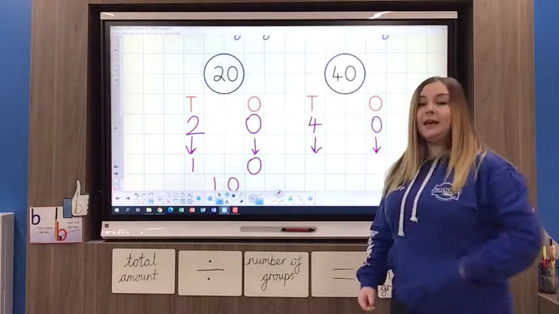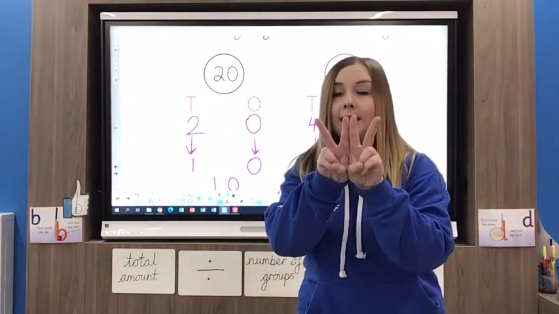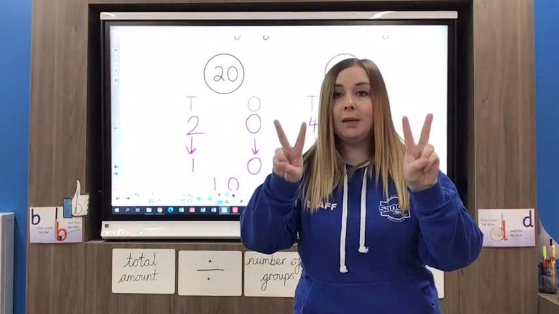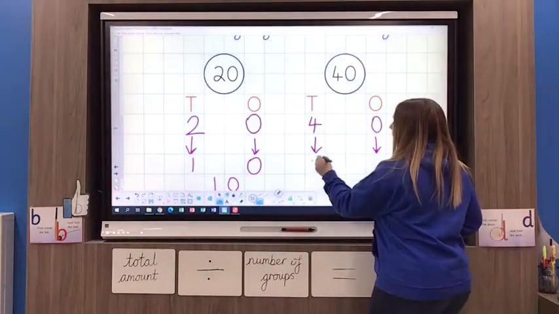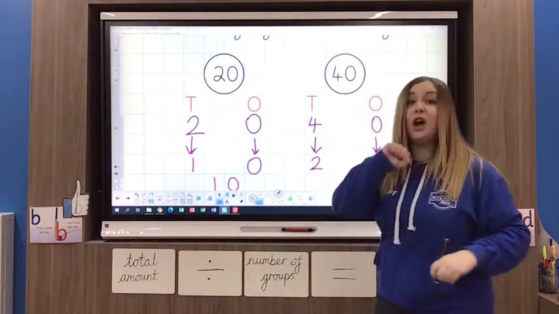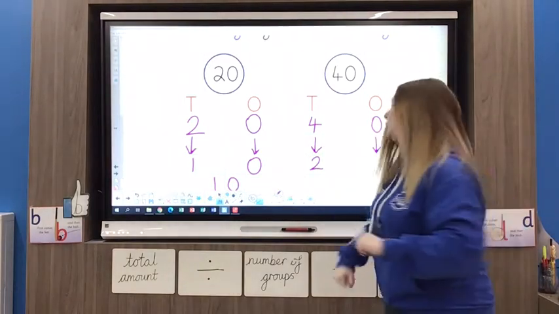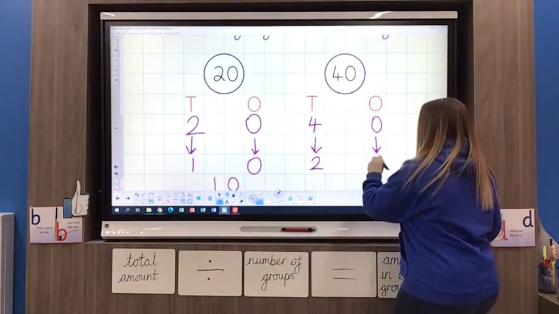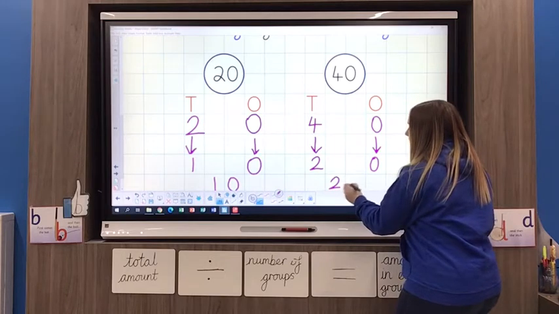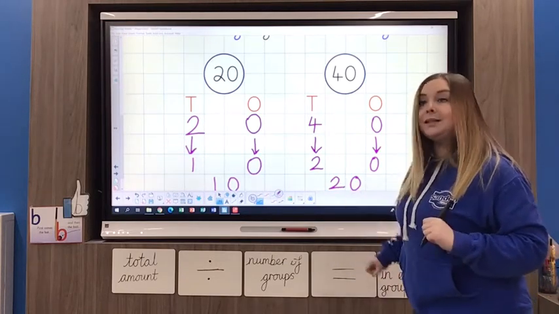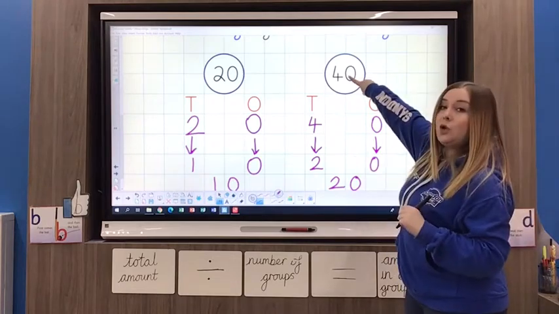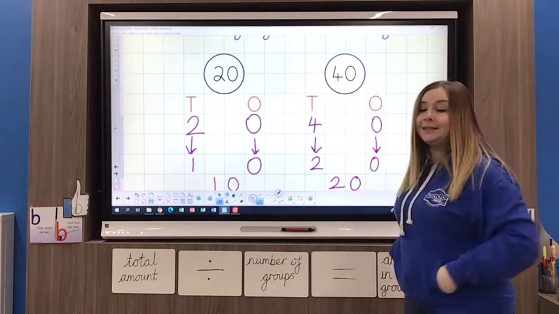If I've got 4 all together and I share it into 2 groups, how many is there in each group? There's 2, isn't there? Again, with the 0, I haven't got anything to share, so I can't do it. It would be 0. And if I put them together, it would say the number 20. So half of 40 is 20.